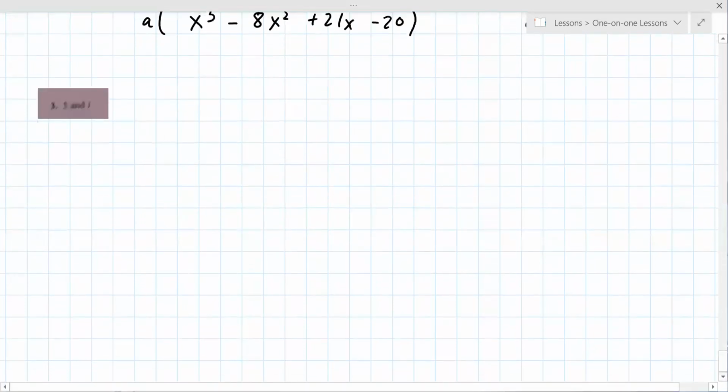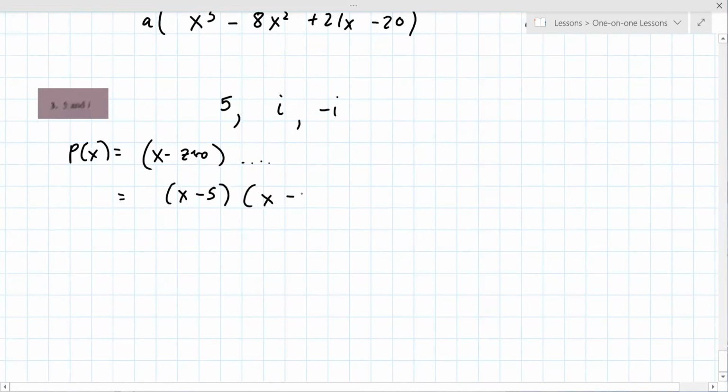5 and i are the zeros. Okay, so we know that we're going to write a polynomial function x minus the 0, and we keep doing that until we get them all. One of the zeros is 5. One of the zeros is i. What is the conjugate pair that goes with i? Do you recall? Negative i. So our polynomial is x minus 5 times x minus i times x minus negative i.